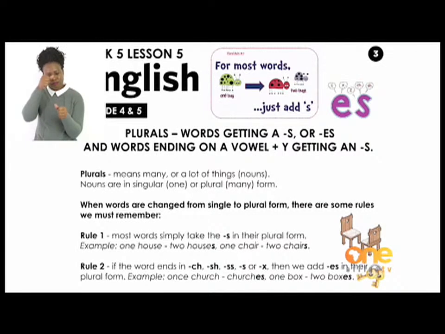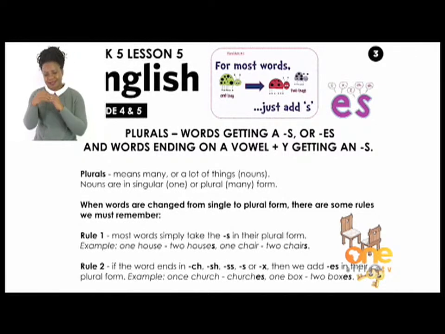Rule number one. Most words simply take the S in their plural forms. For example, one house, two or more houses. One chair, two chairs. If you look closely at these nouns, when they are pluralized, they are just added an S.